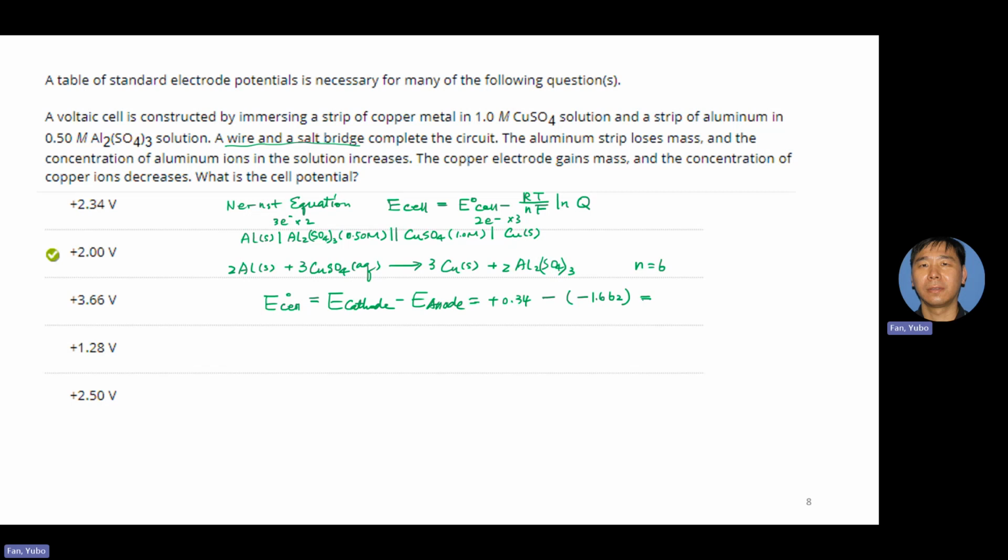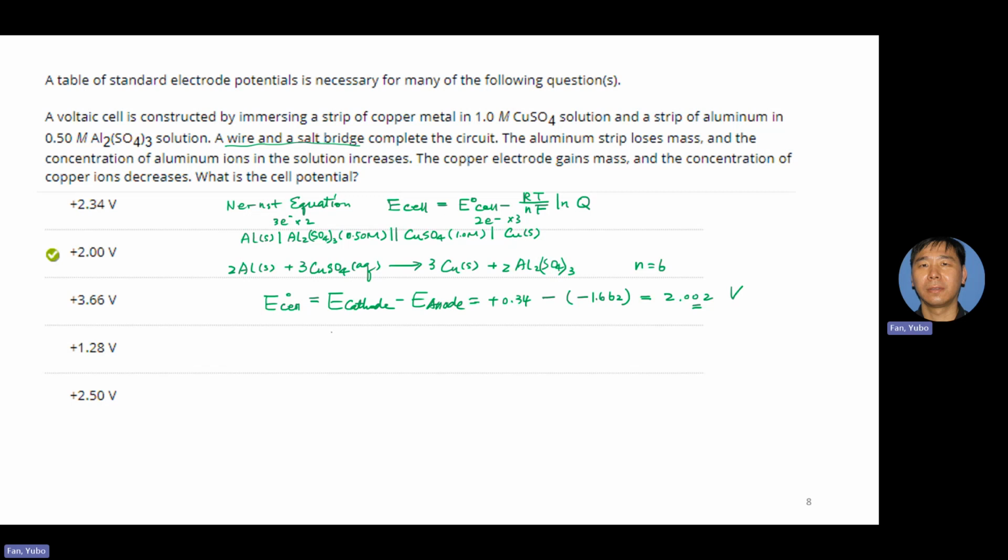Okay, then we can have 2.002. We can only keep to the hundredths, but we can keep it for the calculation. We know we should only have 3 significant figures here. All right, and we can calculate separately. So we use the equation here.